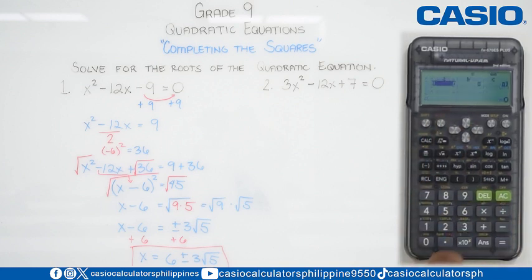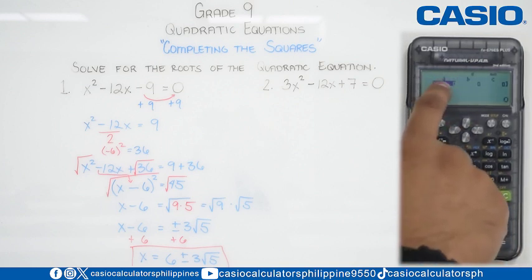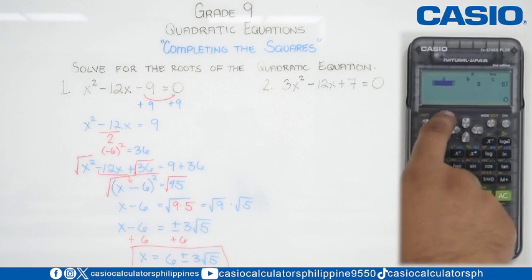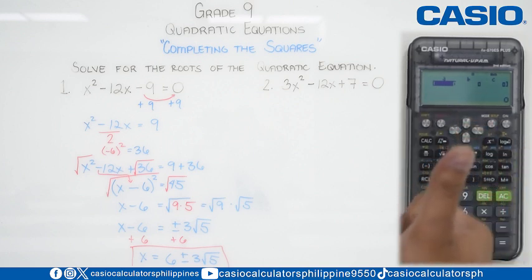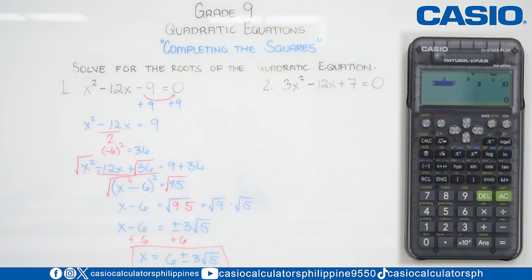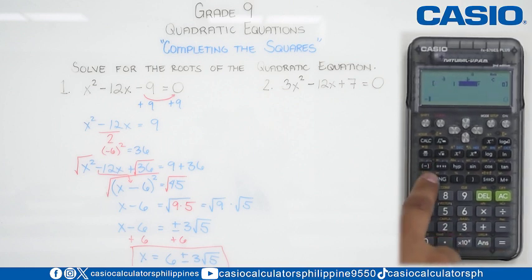So press 3 here and then type in all the values of the coefficients of our given example. So in this case, we have x squared minus 12x minus 9. So therefore, our value of a is 1. The value of b is negative 12. And the value of c is negative 9.